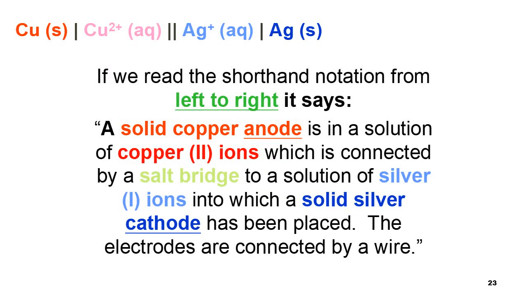If we read the shorthand notation from left to right, it says, a solid copper anode is in a solution of copper 2 ions, which is connected by a salt bridge to a solution of silver 1 ions, into which a solid silver cathode has been placed. The electrodes are connected by a wire.